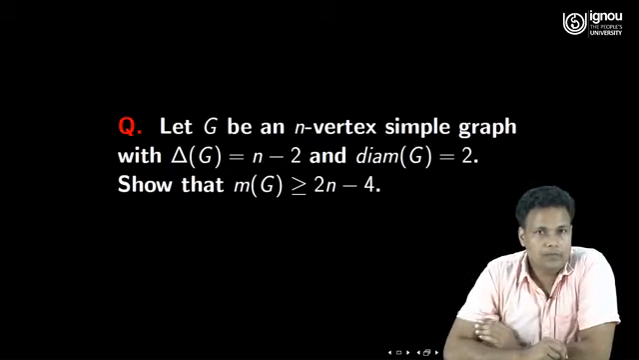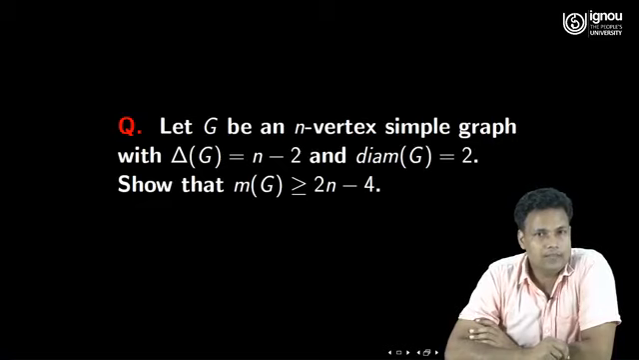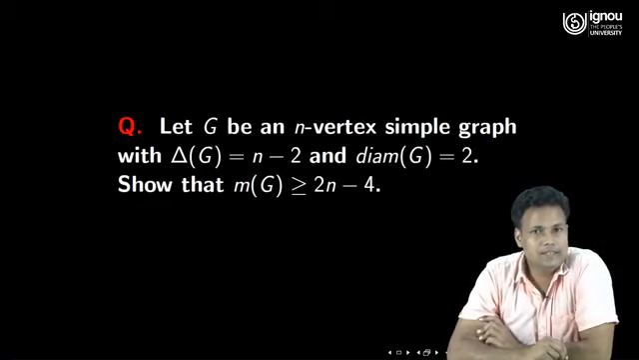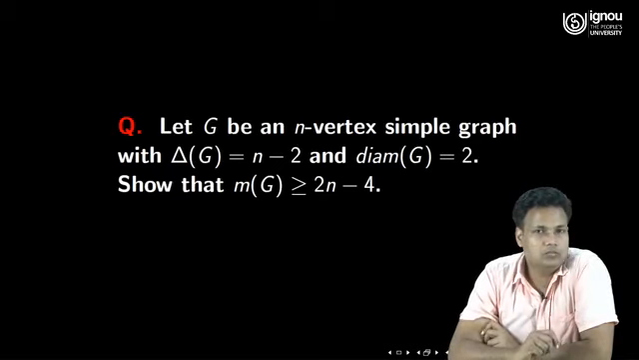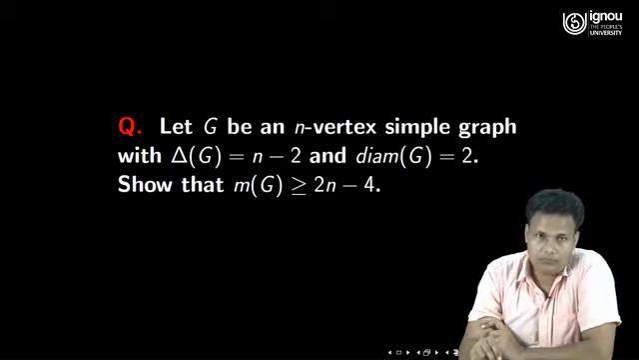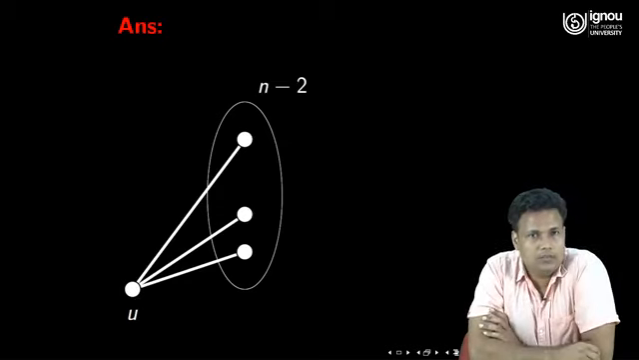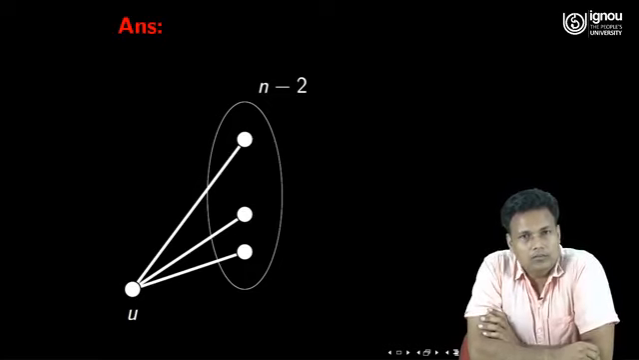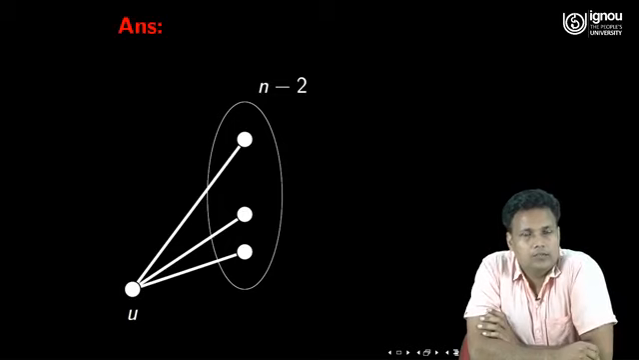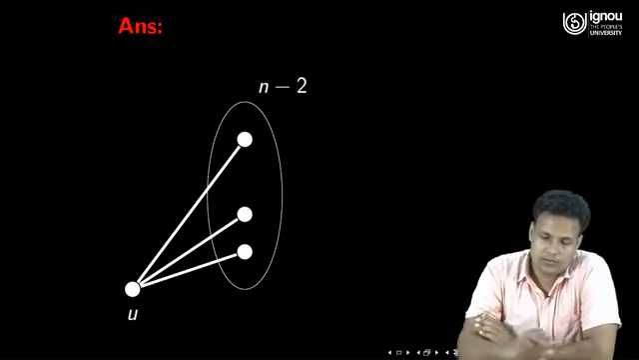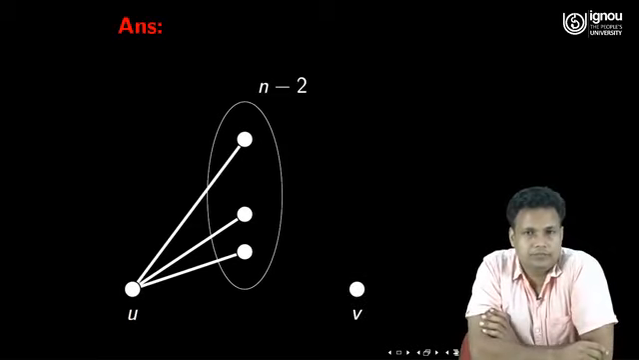Okay, so we are given that the graph has maximum degree n minus 2, right? This means that it has some vertex with precisely n minus 2 neighbors, and let this vertex be u. There are n minus 2 neighbors, but these n minus 2 neighbors along with u only make n minus 1 vertices of G. So G has one more vertex, let's say v.